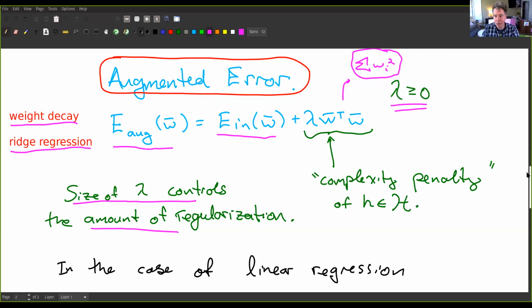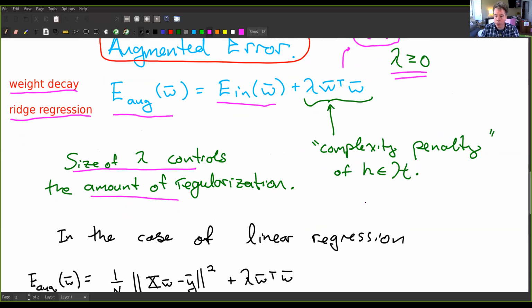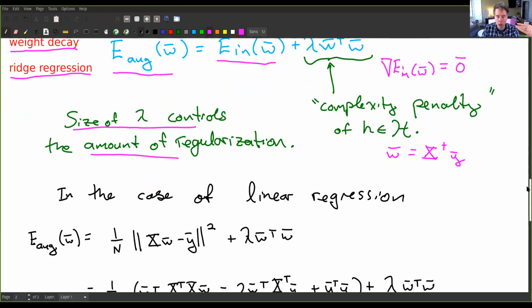All right. So now what we're going to do is actually figure out what W is in the case of linear regression. You remember in linear regression, when we were talking about it, we wanted to solve the equation, the gradient of the n sample error of W is equal to zero. And then we were able to solve that, and it turned out to be the pseudo inverse of X times Y. So we're going to do a trick like that again, except now we have to do the same argument carrying around this complexity penalty.